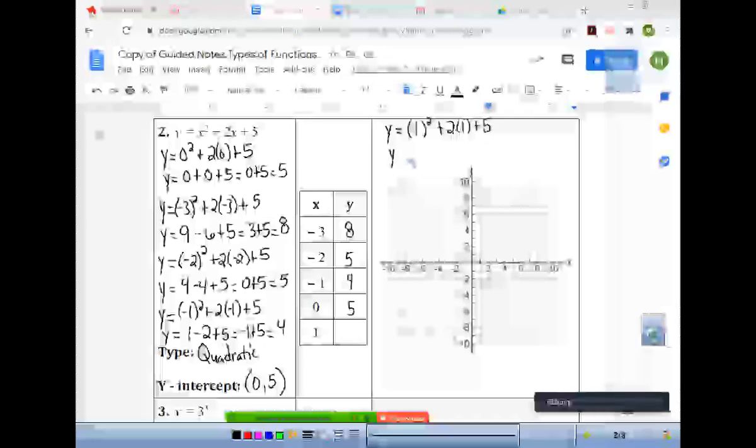All right, what's 1 squared? 1. And 2 times 1? 2. Okay, 1 plus 2? 3. 3 plus 5? 8.